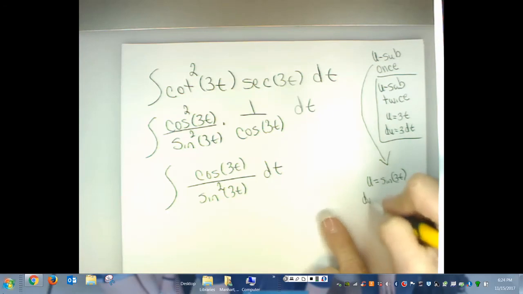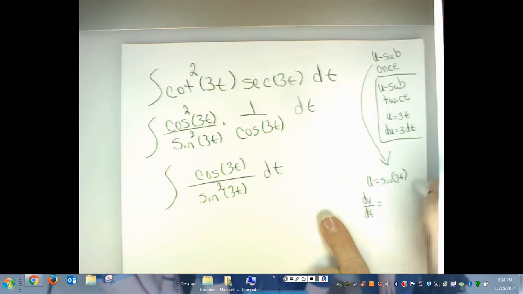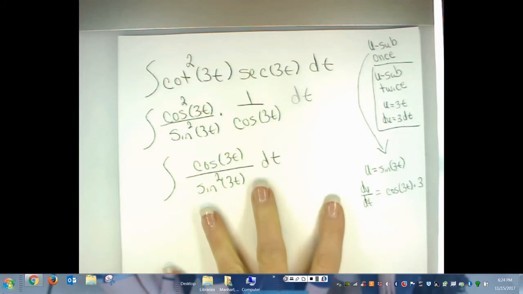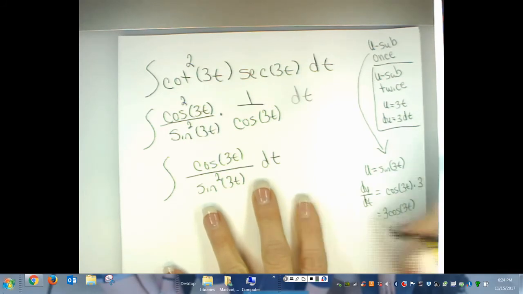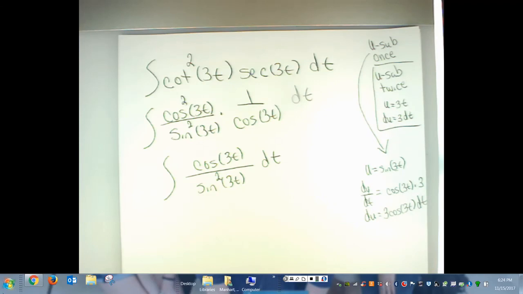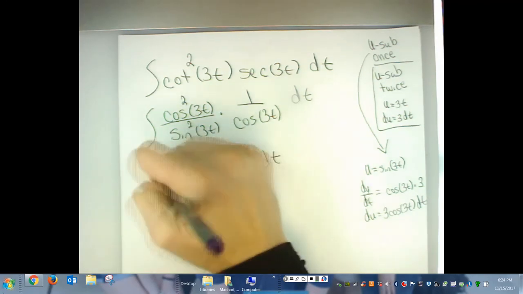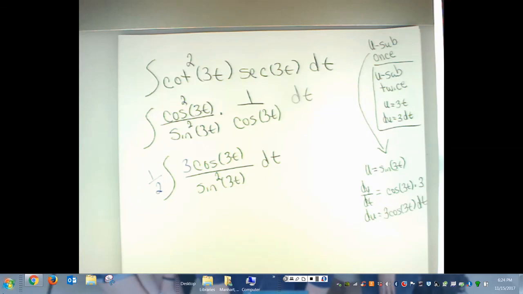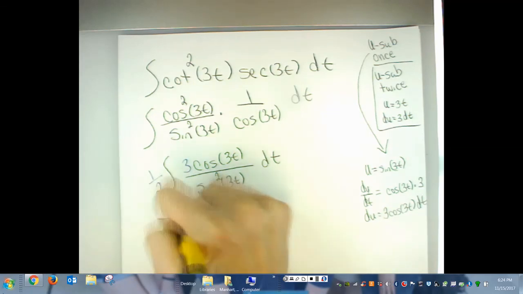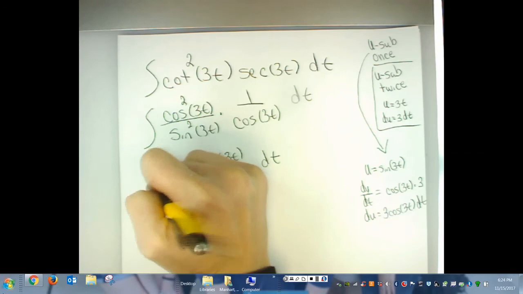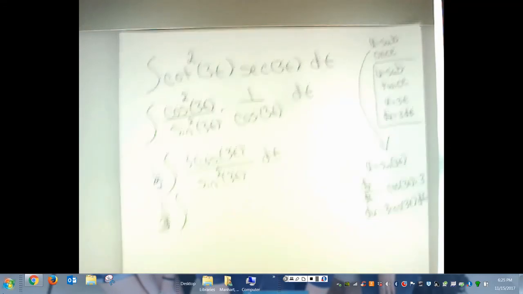The derivative of that is the derivative of the outside, which is cosine, evaluated at the inside, which is 3t, times the derivative of the inside, which is 3. And that cleans up to be 3 cosine of 3t. And then you would want to cross multiply, so du is 3 cosine 3t dt. Obviously, you would need a 3 on top and a 1/3 outside. And then what you basically have left is a 1/3 outside.